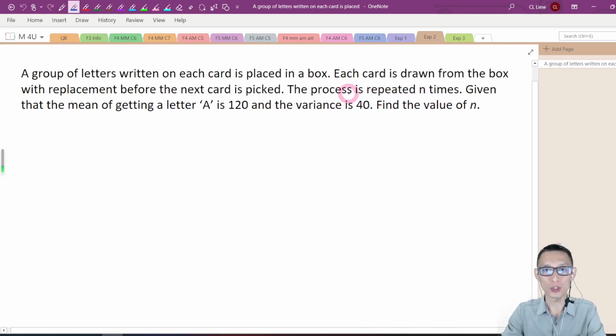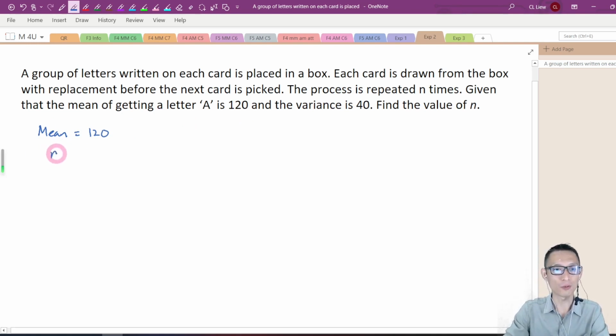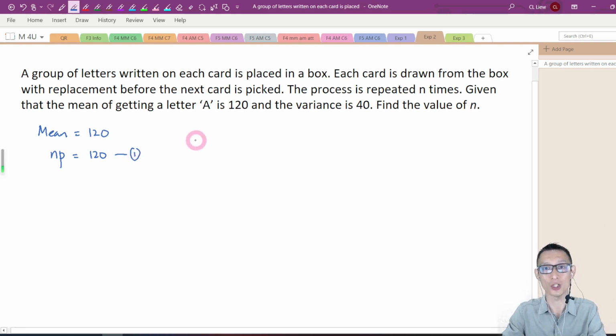Now we are given two pieces of information here. First, the mean. Mean is equal to 120. Try to think, what is the formula for mean? np, right? So from here, we know that np is equal to 120. Now we have the first equation. How about the second piece of information? Variance is equal to 40. What's the formula for variance? npq. npq is equal to 40. This is the second equation.